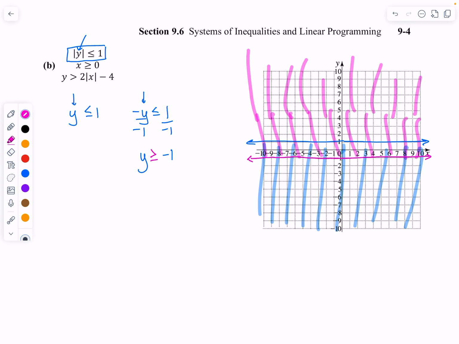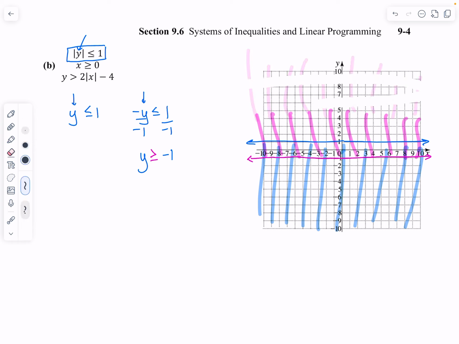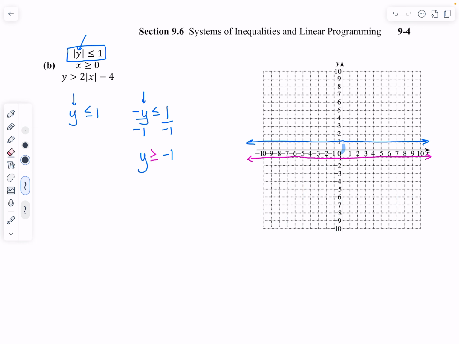Okay, so this says that no matter what y I put in, if I take the absolute value of it, it has to be 1 or less than 1. So I'm going to erase all of that, and let me show you the shortcut. So I'm going to have where it is 1 and negative 1, and I'm just going to shade everything in between.